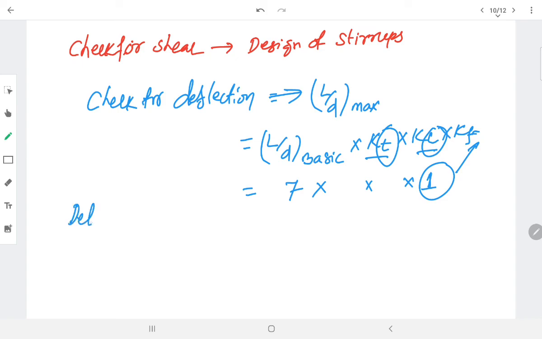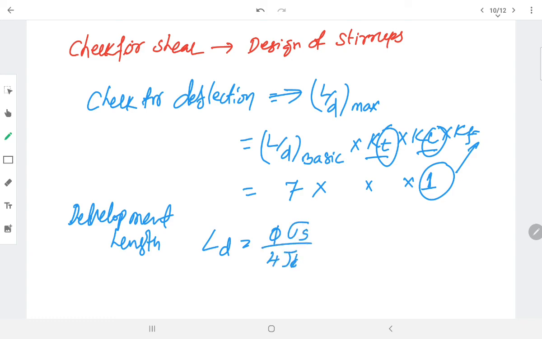And the development length LD will be calculated using this equation: 5 sigma s divided by 4 into tau bd. When you calculate this, we will know about the development length. These 3 steps need to be calculated. We have done these three steps in the previous video. Just go through that. The only difference is that there we have not calculated Kc because it was a singly reinforced beam. Now it is a doubly reinforced beam.